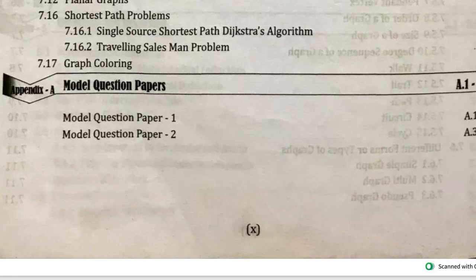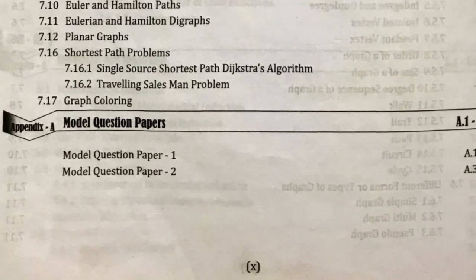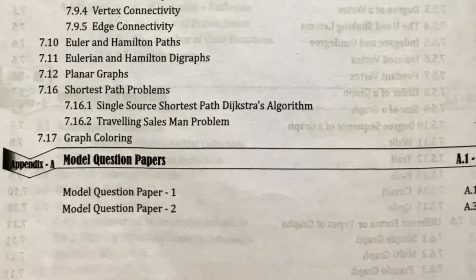And after doing this textbook, we'll be doing the question papers, five model question papers, and we'll be solving previous year question papers in coming videos.